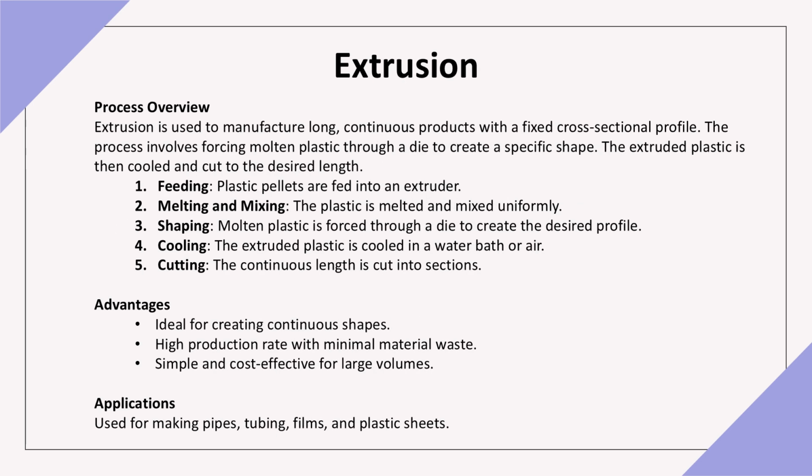Extrusion creates long, continuous shapes by forcing molten plastic through a die. Steps include feeding. Plastic pellets are fed into an extruder. Melting and mixing. The plastic is melted uniformly. Shaping. It is forced through a die, creating the desired profile. Cooling. The extruded plastic is cooled. Cutting. It is cut into specific lengths. This process is ideal for producing pipes, tubing, and plastic sheets with minimal waste.